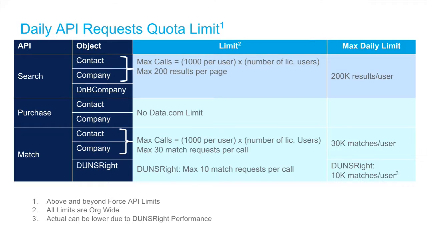In summary, to summarize everything that we've spoken about, we have 3 APIs, the search, purchase, and match API. And then in the search API, you have contact search, company search, and DNB company search. And purchase is for contact and company. Match is the same as search, like Sid spoke earlier. And here are the limitations that are listed as to how many calls you can make to the server.